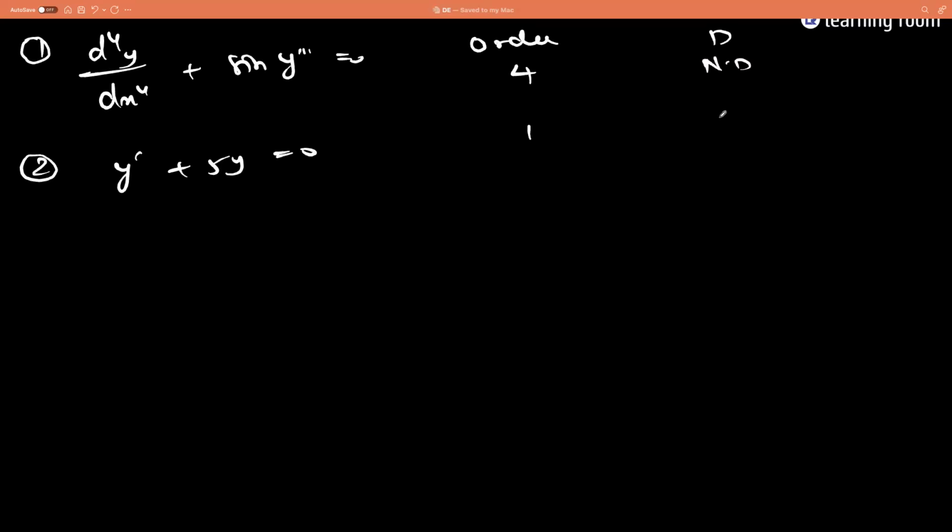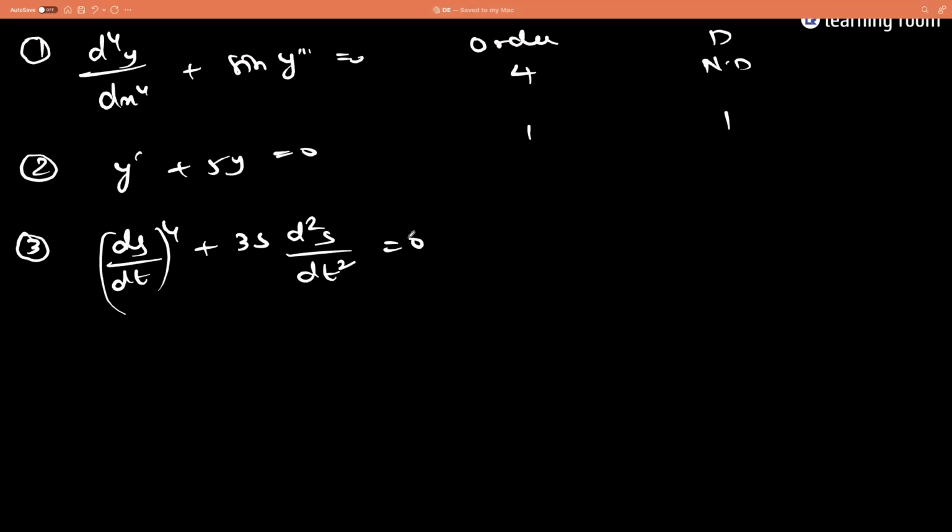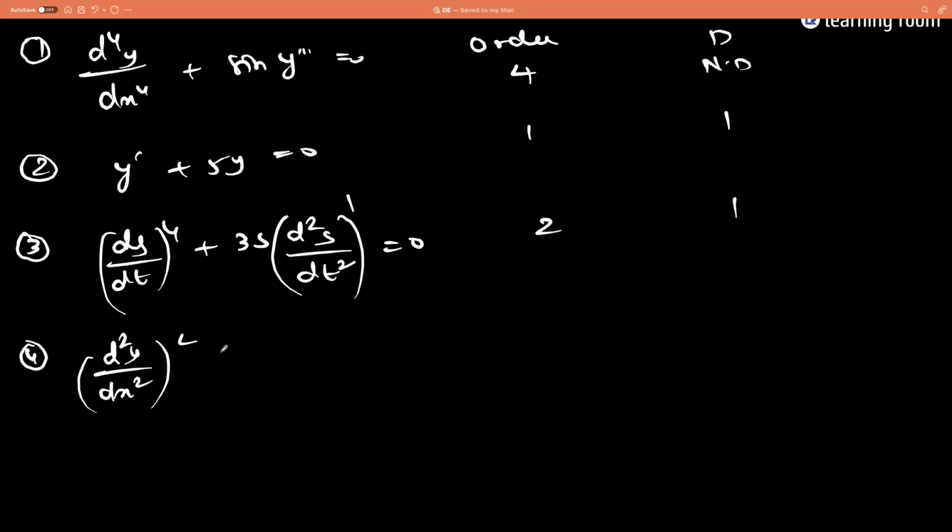1, degree 1. Third, (ds by dt) the whole power 4 plus 3s into d square s divided by dt square is equal to 0. Order 2, degree 1, because the highest power here is 1. Fourth one, (d square y by dx square) the whole square plus cos of dy by dx is equal to 0.